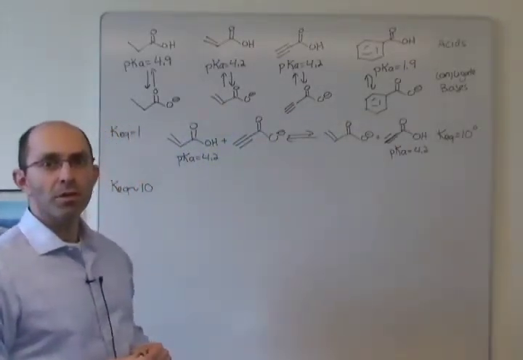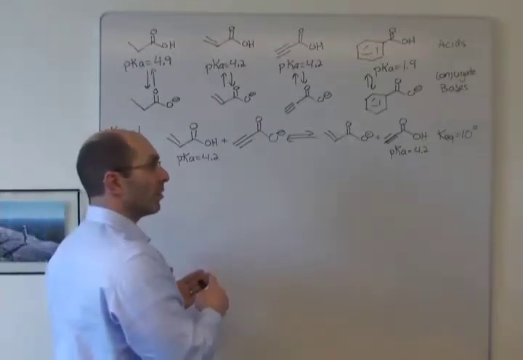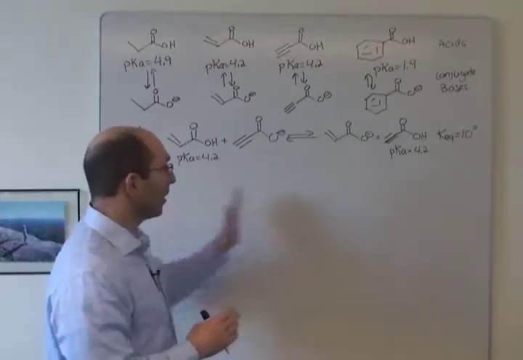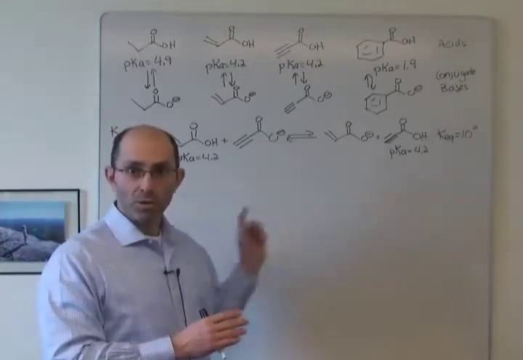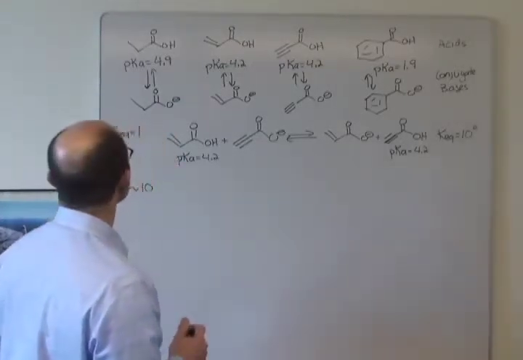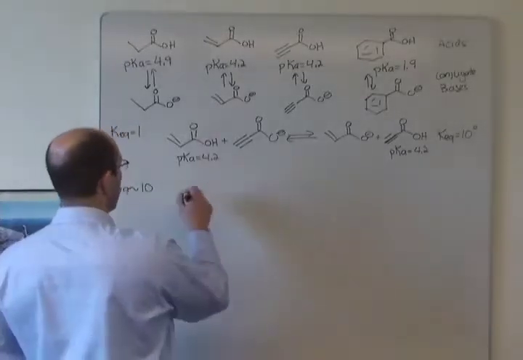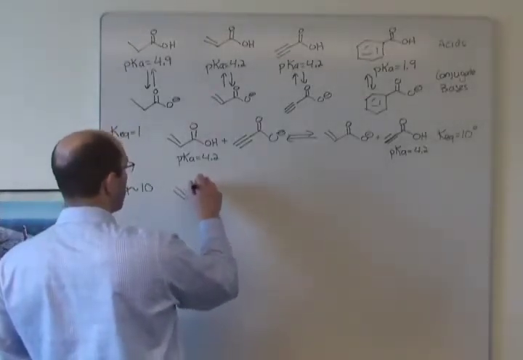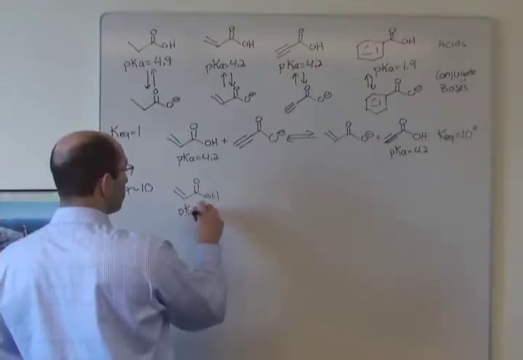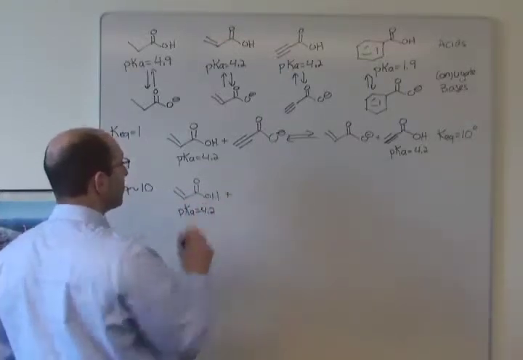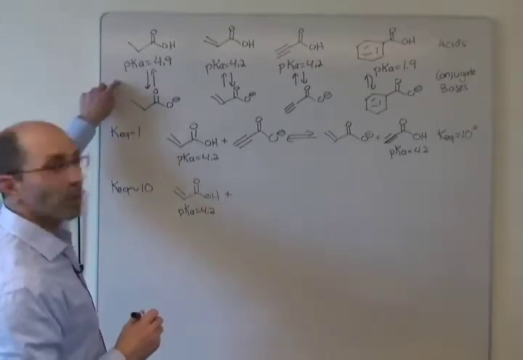The most important thing is to make sure that you have the stronger acid in the reactants, weaker acid in the products, so the reaction goes from reactants to products. So we're going to pick one of the pKa equal to 4.2 molecules. I'll just pick this one. It doesn't matter which one. And that's going to react with the conjugate base of this molecule.